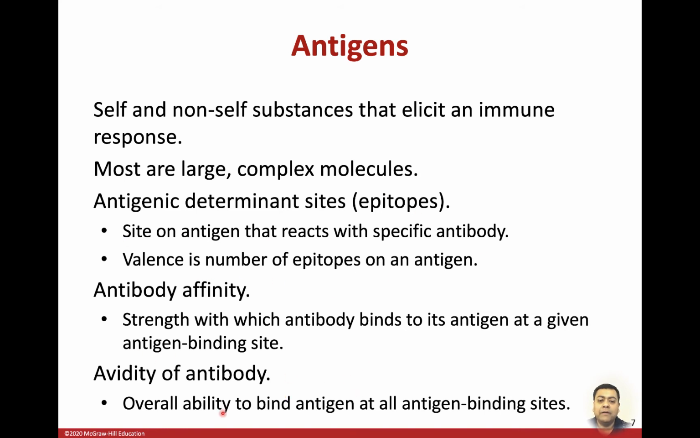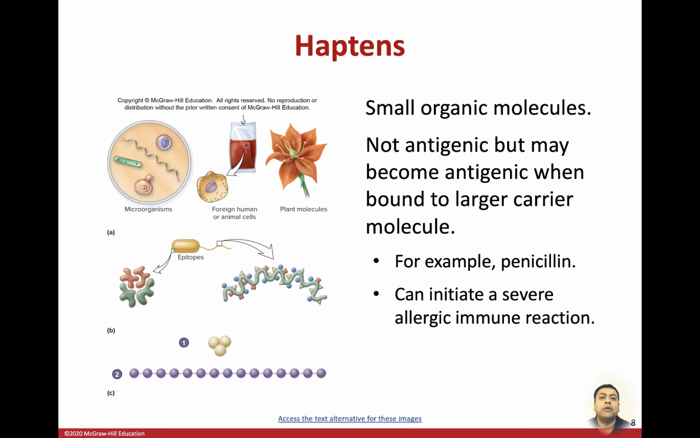These are very different ideas, valence number and avidity. Valence number is the number of epitopes present on an antigen that can be recognized by individual antibodies. Avidity is how many different antibodies can bind at the same time to the different epitopes present on the same antigen. So, a very important concept.